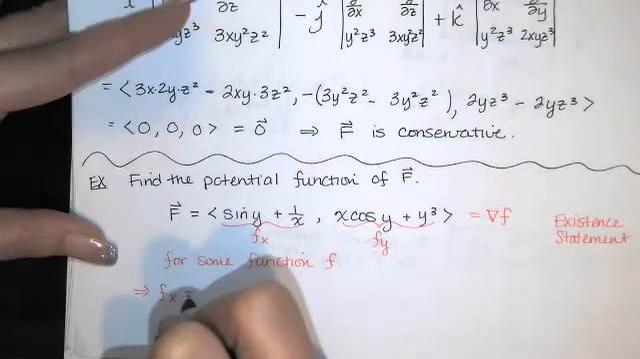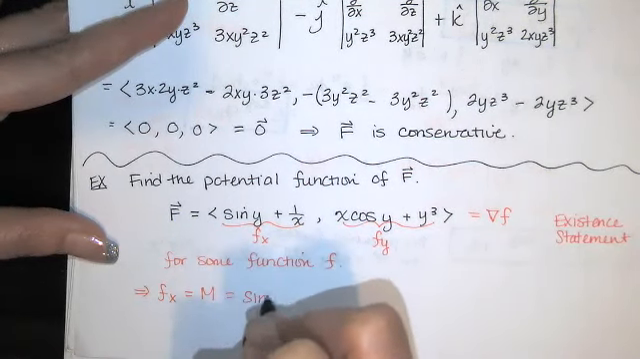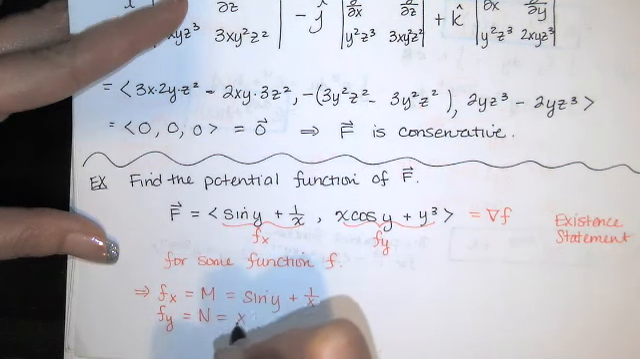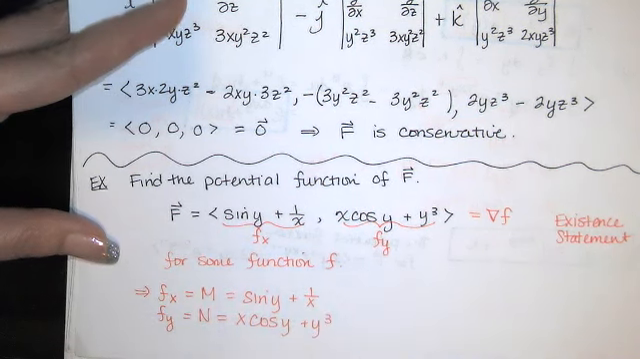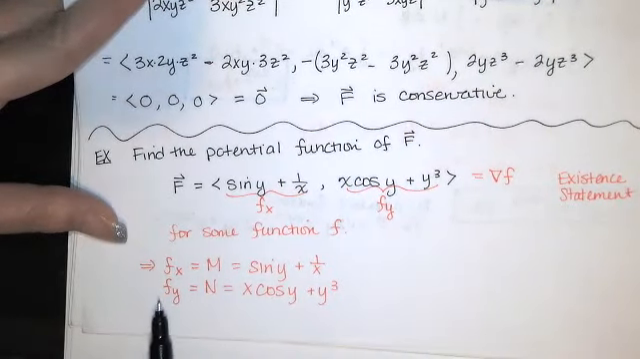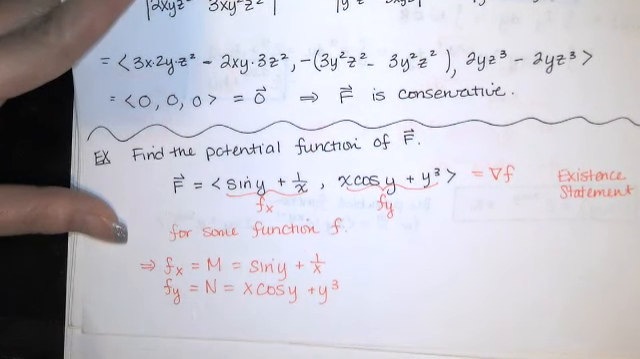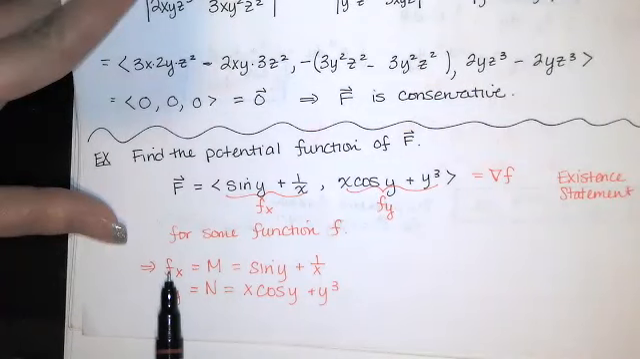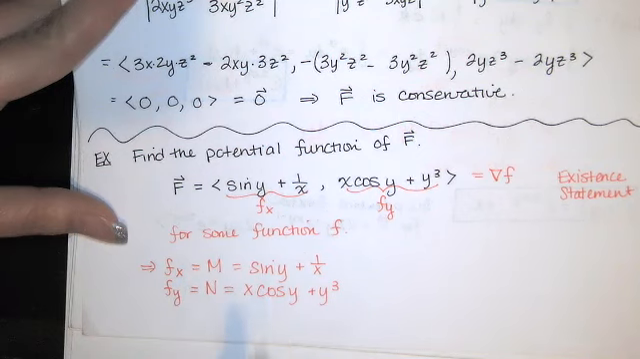And now we want to recover f from its partial derivatives. So we'll state that, well, that means the partial of f with respect to x must be m, which is sine of y plus 1 over x. And the partial of f with respect to y must be n, which happens to be x cosine of y plus y cubed. And if I've got the partial derivatives of f with respect to x and y, I can recover f partially by undoing those operations. So I'm going to undo this differentiation operation by taking an antiderivative with respect to the same variable. The antiderivative of the partial of f with respect to x will give me f back partially. Just undoing an operation.